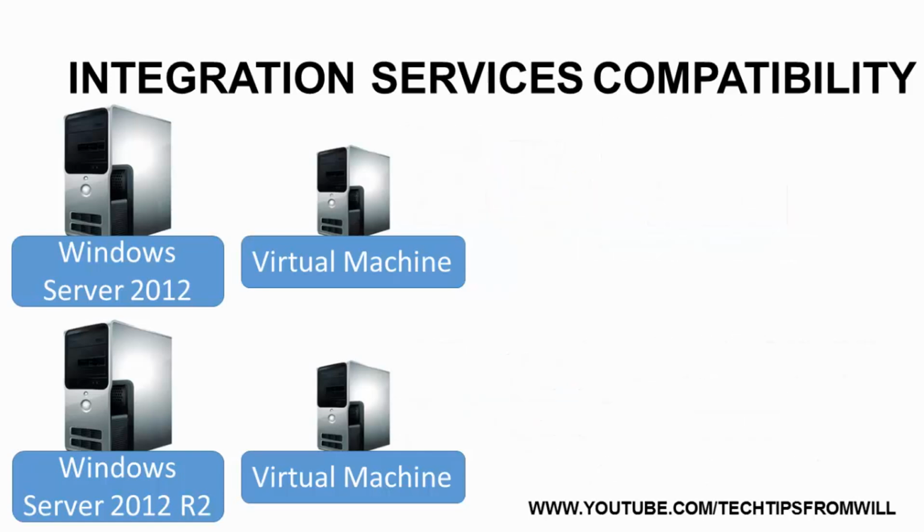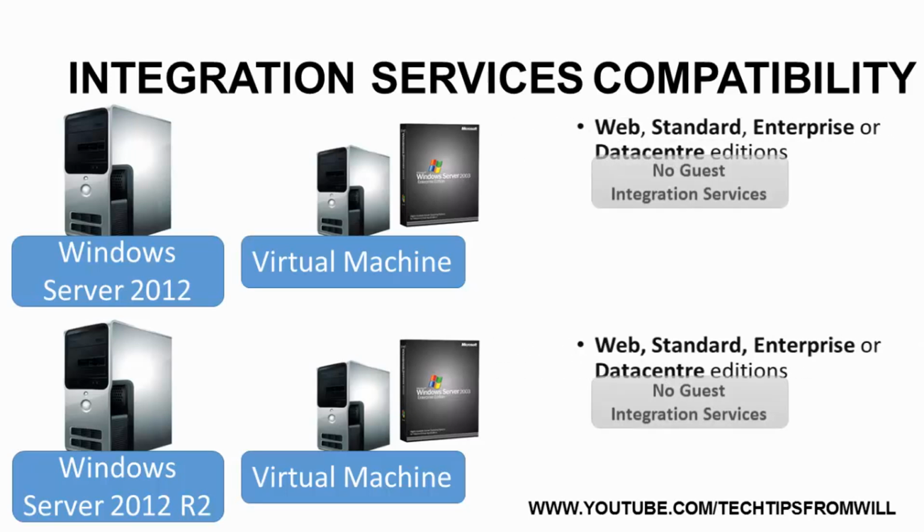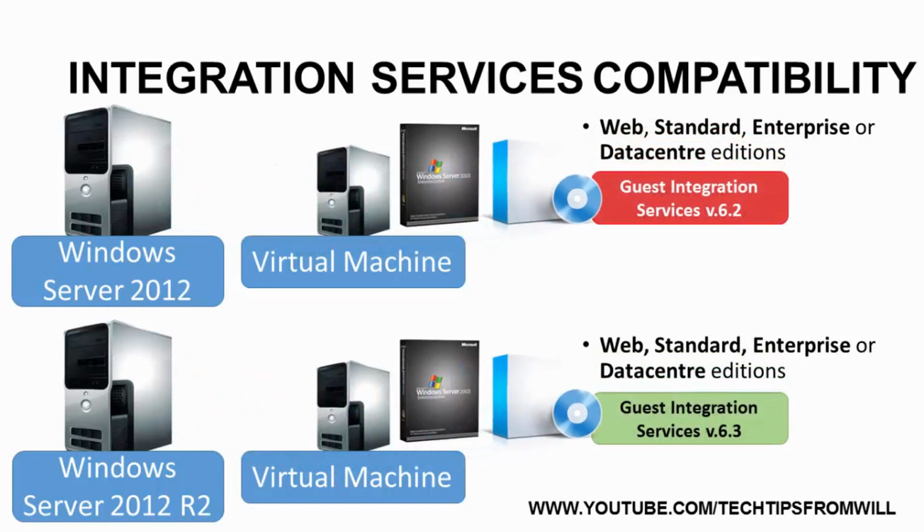The next system to discuss is Windows Server 2003. Like Windows Server 2003 R2, virtual machines running Windows Server 2003 Web, Standard, Enterprise or Data Center Edition, straight out of the box, come with no guest integration services whatsoever, meaning you will have to install them manually. Also like Windows Server 2003 R2, Service Pack 2 is also required as a prerequisite to the installation.